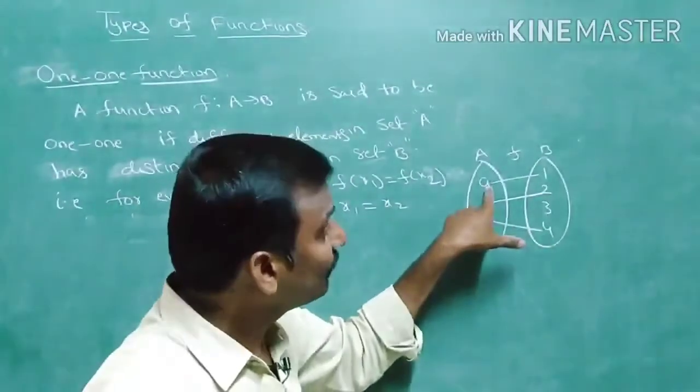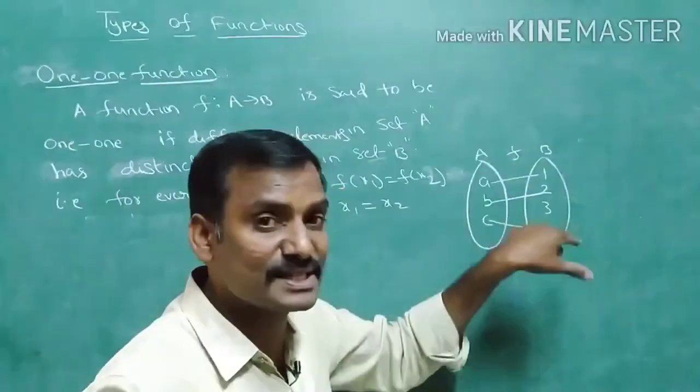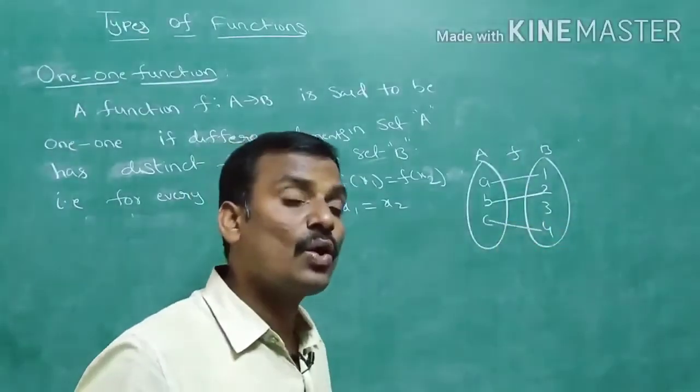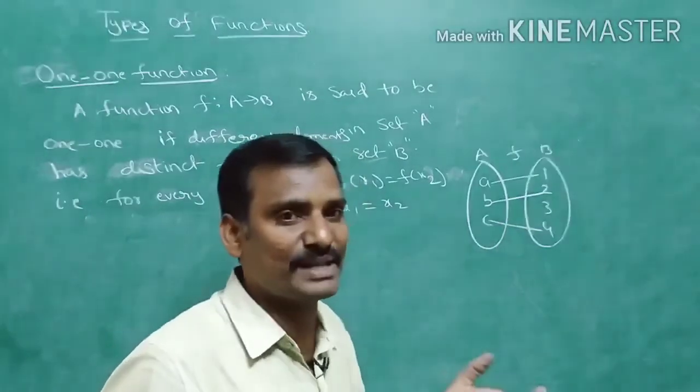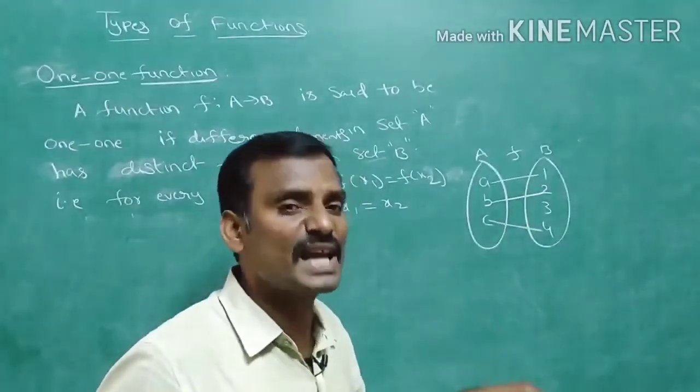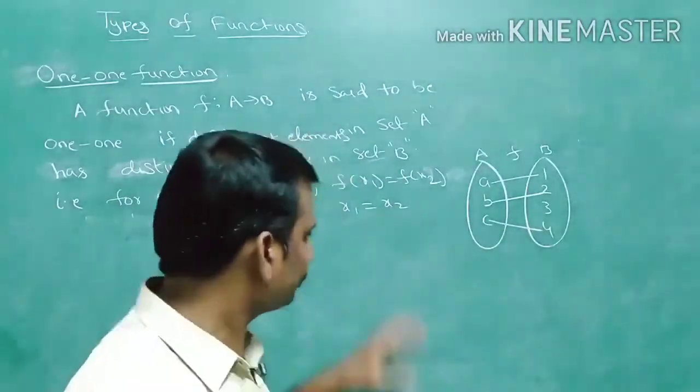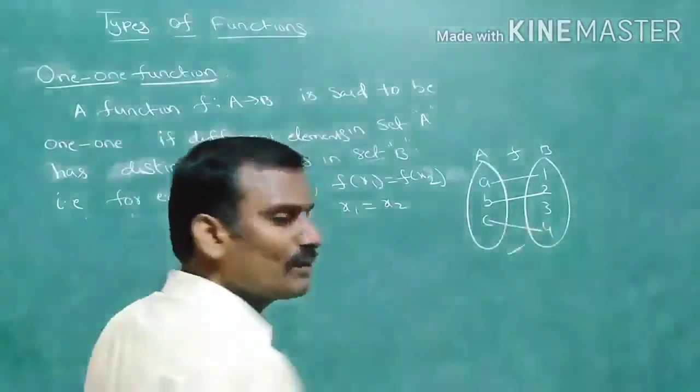But here, different elements in set A have different images. That means no two elements have the same f image. No two elements have the same f image. Yes, this is a one-one function.